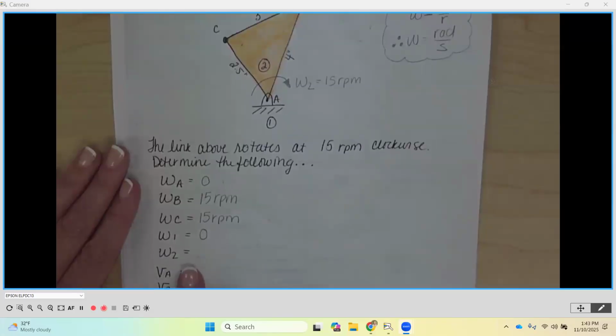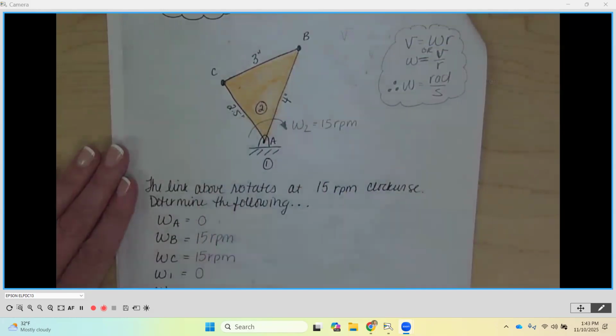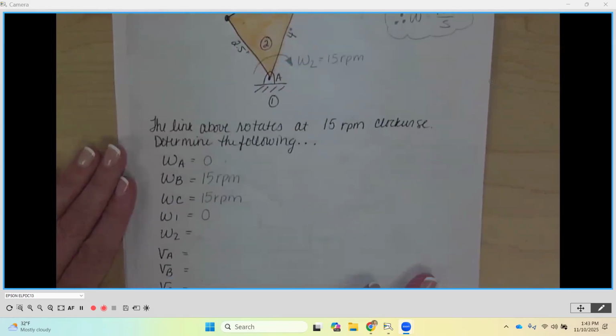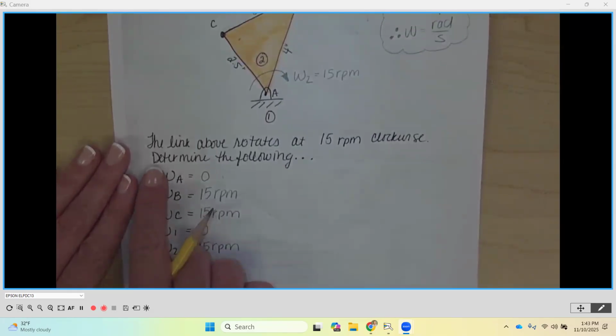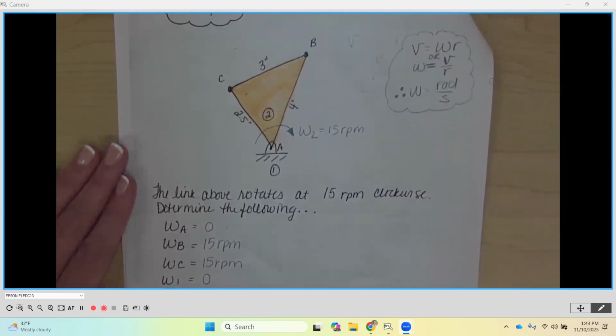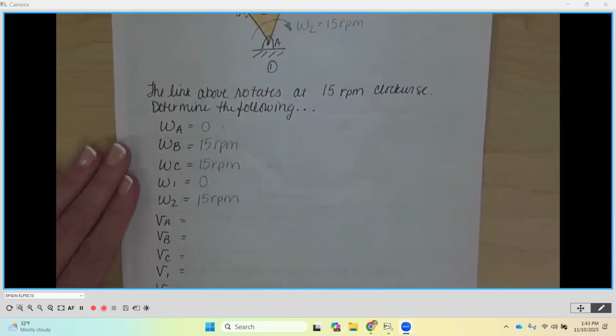What about W2? What is the angular velocity of link number 2? Steve says it's 15. Anybody else agree? We got nods. Yep. Okay, 15 RPMs. Excellent. Okay, so angular velocities. Do those all make sense to everybody? Any questions on those? Those didn't require any calculations, right?